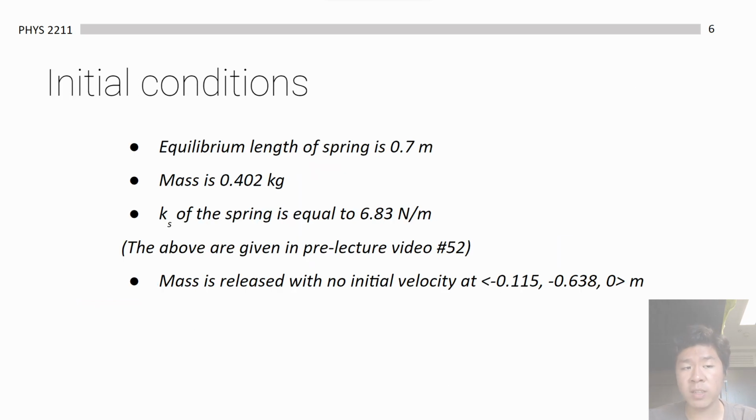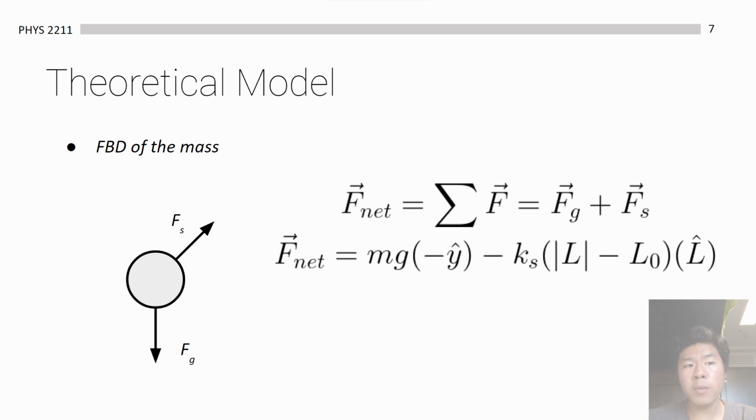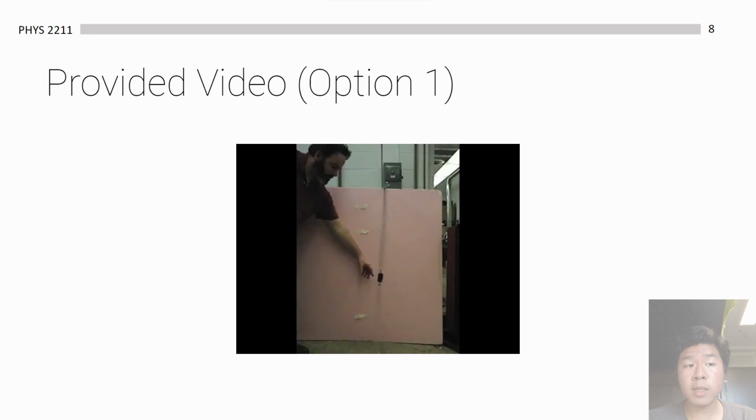So here are the initial conditions describing the equilibrium length of the spring, the mass, as well as the spring constant, and these are given in a lecture video. Additionally, we also found through Tracker the initial position of the mass, and we know that there is no initial velocity. So here is the theoretical model. We can find that the F net experienced by the mass is equal to the force of gravity plus the force of the spring, and we can then derive a vector expression for this net force.